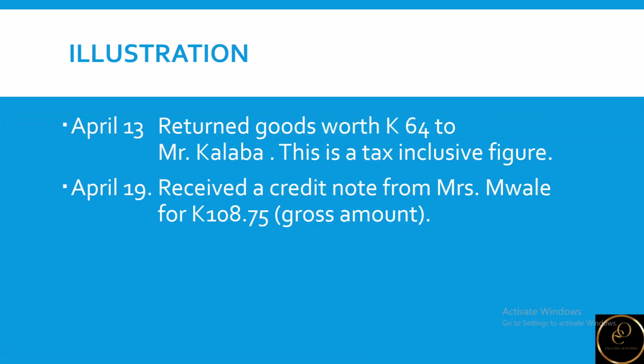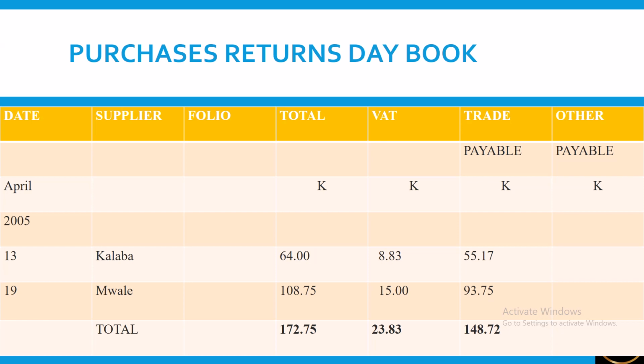Let's look at the next transaction, which is one that took place on the 19th April. Received a credit note from Ms. Mwale for 108 kwacha 75 ngwe, a gross amount. Again, since it is VAT inclusive, you apply the VAT fraction on 108 kwacha 75 ngwe to get 15 kwacha as the value added tax. When you subtract 15 kwacha from 108 kwacha 75 ngwe, you are going to get 93 kwacha 75 ngwe.